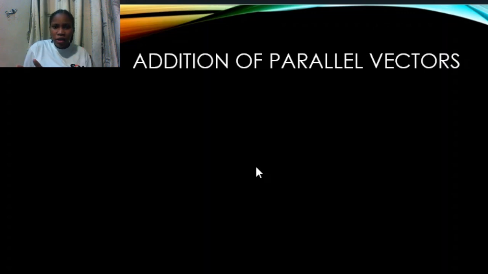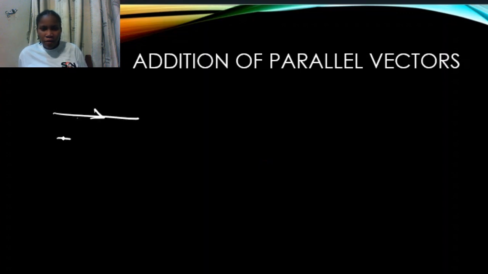As said earlier, parallel vectors are two vectors that are inclined at an angle of zero, or there's no angle of inclination between them. Something like this vector and this vector, they are parallel vectors because they are not inclined at any angle. These two vectors would never meet. Something like these two would never meet. They are all parallel vectors.